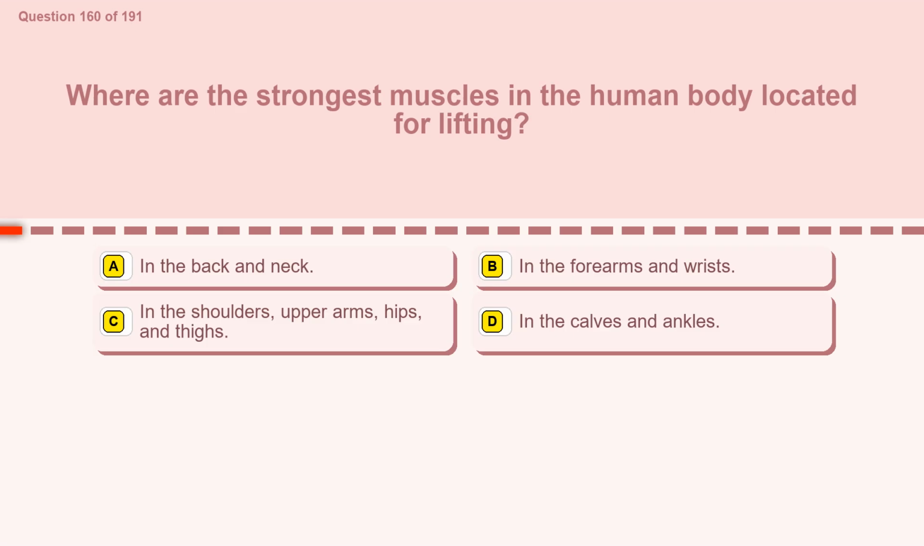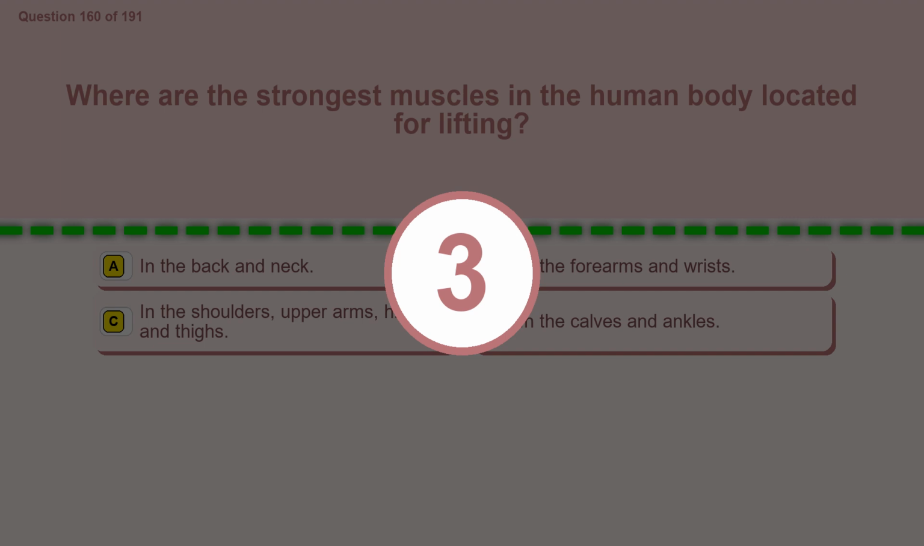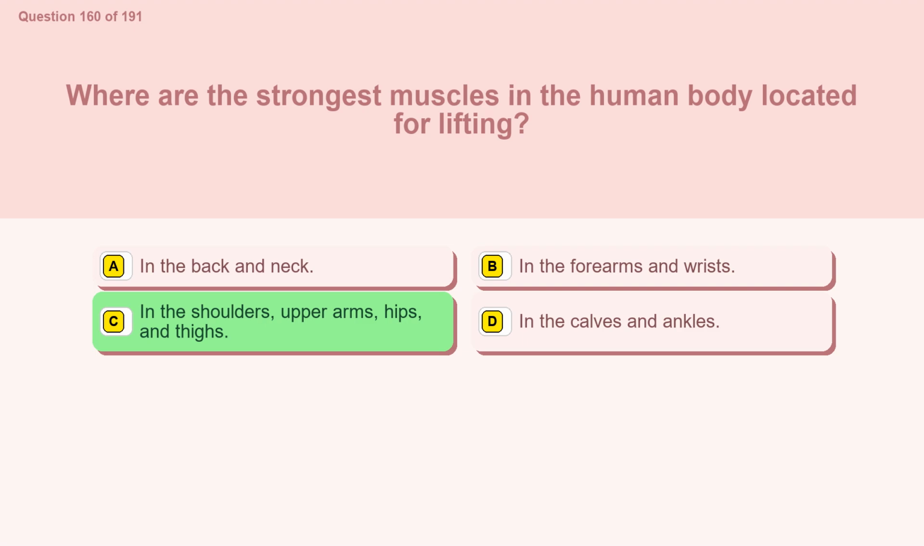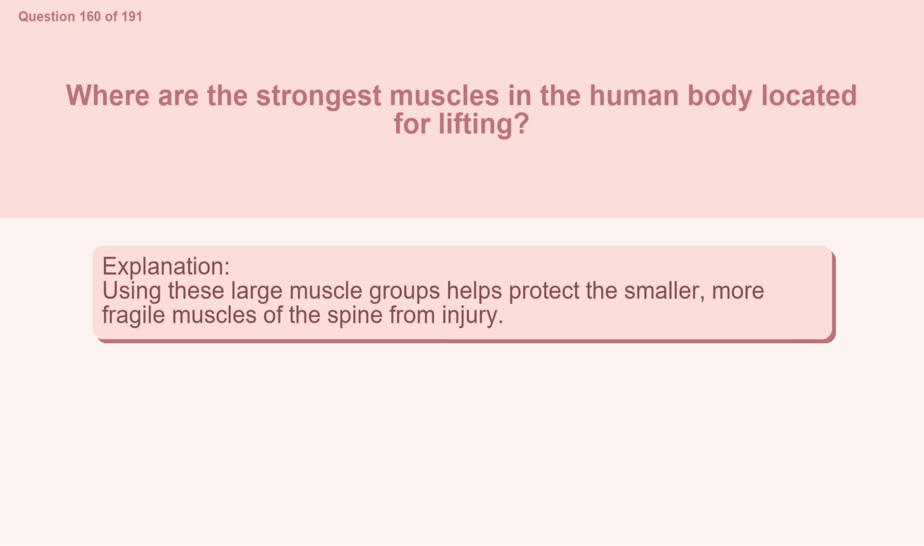Question 160. Where are the strongest muscles in the human body located for lifting? Option A: in the back and neck. Option B: in the forearms and wrists. Option C: in the shoulders, upper arms, hips, and thighs. Option D: in the calves and ankles. The correct answer is option C: in the shoulders, upper arms, hips, and thighs. Using these large muscle groups helps protect the smaller, more fragile muscles of the spine from injury.